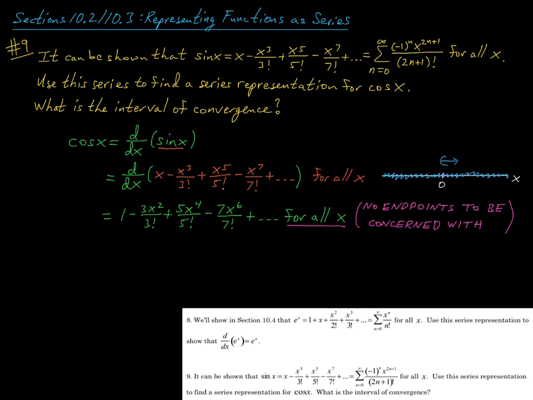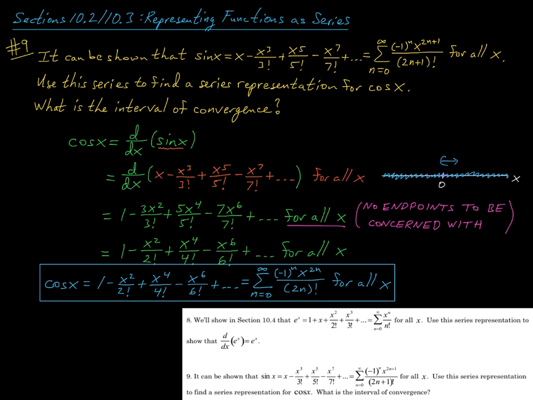And also, just like what we did in question 8, we can simplify these terms as follows. 3 over 3 factorial, that's 1 over 2 factorial. 5 over 5 factorial, that's 1 over 4 factorial. 7 over 7 factorial is 1 over 6 factorial, and so on. And so we arrive at this series representation for cosine of x. It's 1 minus x squared over 2 factorial plus x to the 4th over 4 factorial minus x to the 6th over 6 factorial, and so on. So we record that result here.